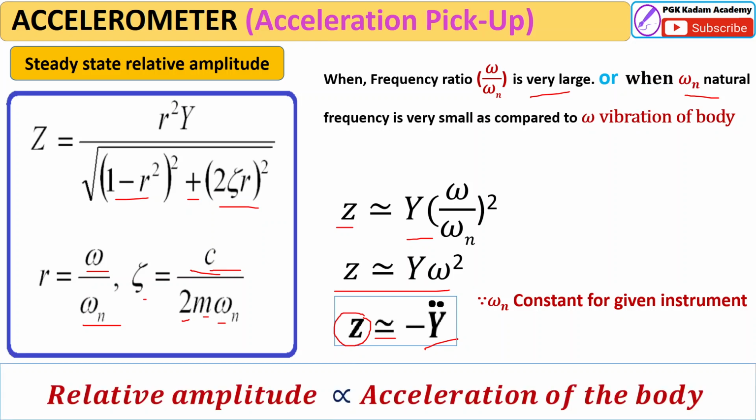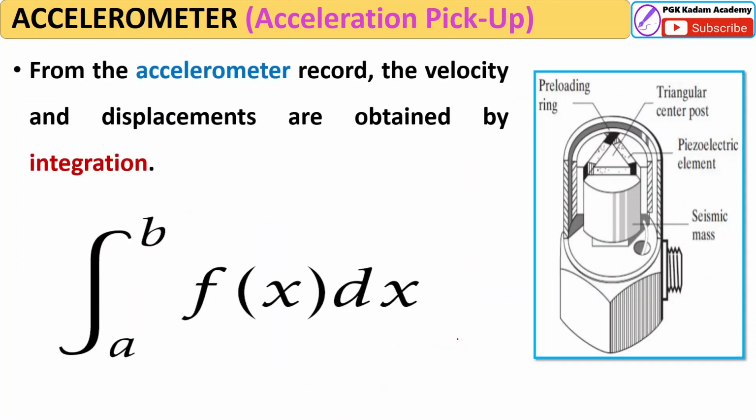So friend, that means the relative amplitude is proportional to the acceleration of the body which is in vibration. So you will get the values through our voltmeter or ammeter, or through our display we will get the values of this relative amplitude directly. From the accelerometer records, we can find out the velocity and the displacement also, by obtaining the integration.